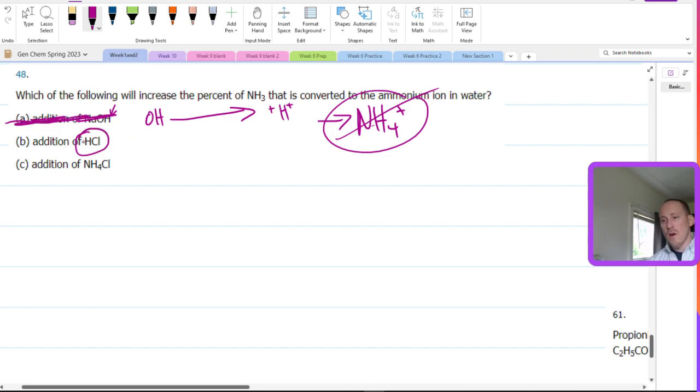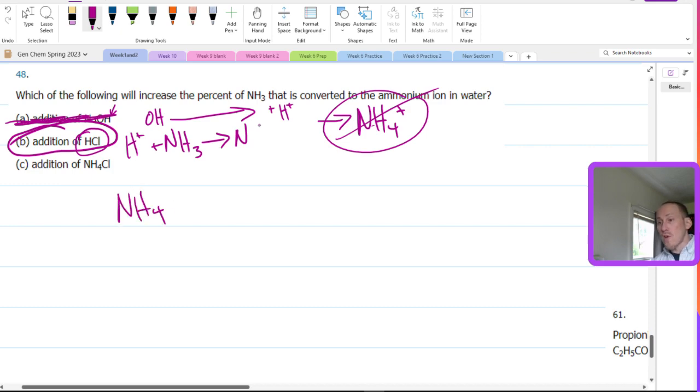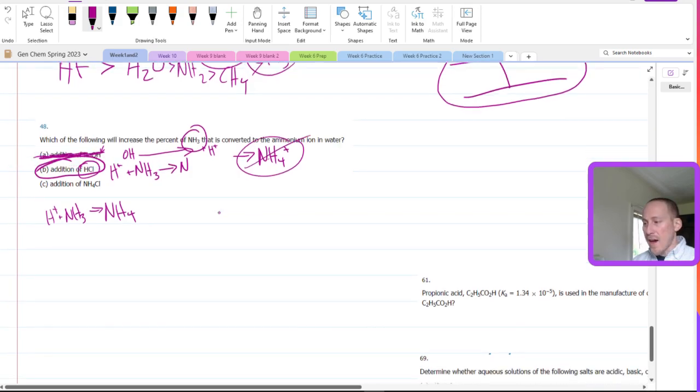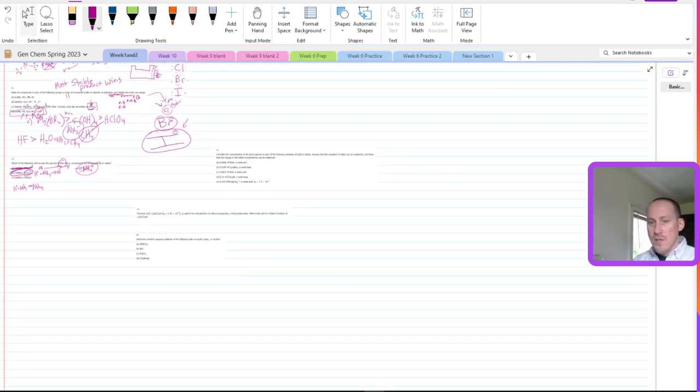Now if we add more HCl, then we're going to have a bunch more protons floating around, which means we could totally get that. So this one's going to increase it. If we have a bunch of NH4 already, then that will not actually expedite this because of Le Chatelier's principle. It'll basically make this NH3 be like, I could become NH4, but there's already so much of it, so I'm not going to. So that's going to decrease it as well. So in this case, adding acid is what will allow ammonia to act as a base. All right, we just got a few more.